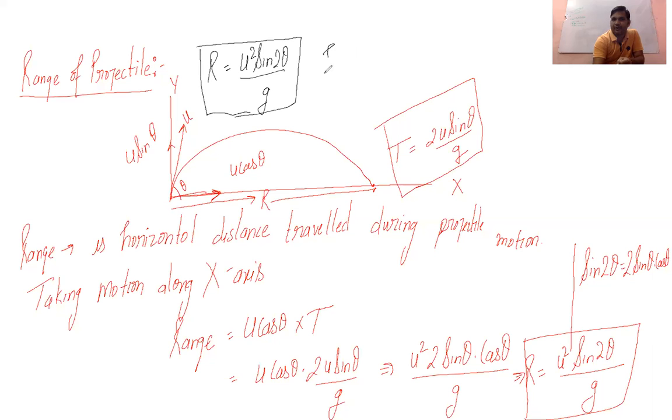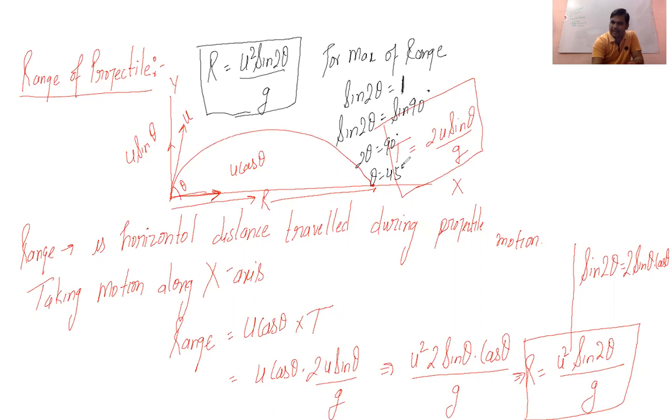For the maximum range, range max, sin 2 theta should be equal to 1, and it will be 1 only when 2 theta is 90 degrees, that is sin 90. So when you solve it, 2 theta is equal to 90 degrees and theta is equal to 45 degrees. If theta is 45 degrees, there will be the maximum range. It means that if you are throwing any object at an angle of 45 degrees, it will travel the maximum distance.